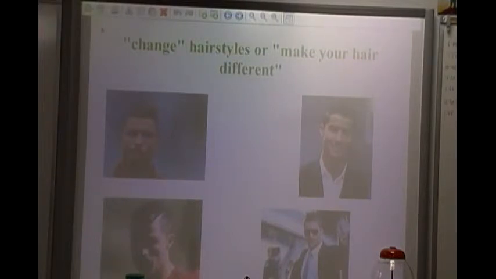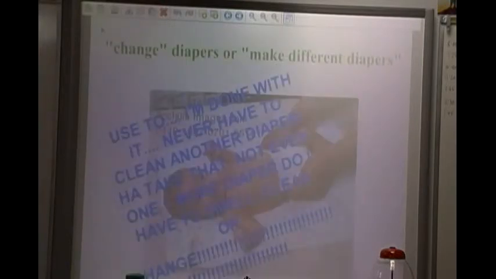People change or make different hairstyles. Another thing is change or make different diapers.